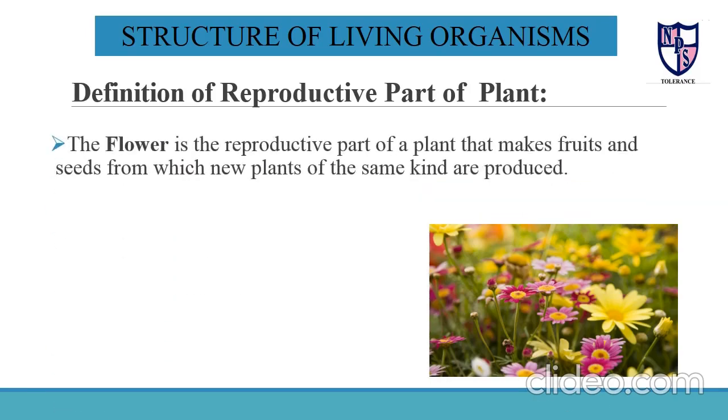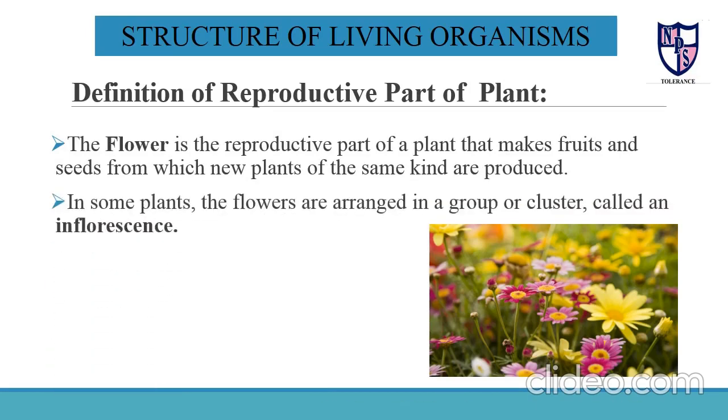So, the flower is the reproductive part of a plant that makes fruits and seeds from which new plants of the same kind are produced. In some plants, the flowers are arranged in a group or cluster called an inflorescence.